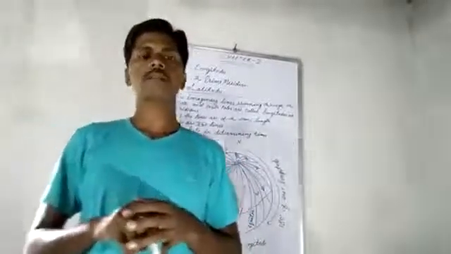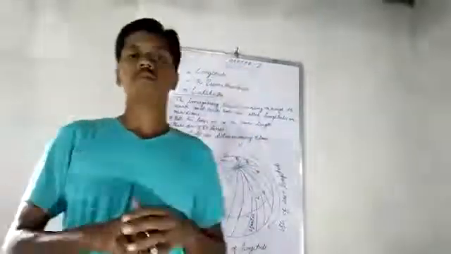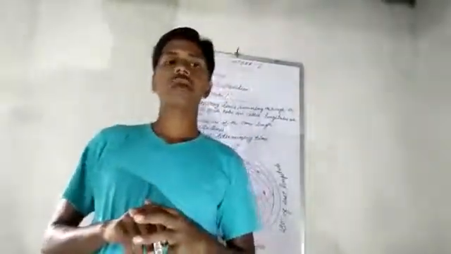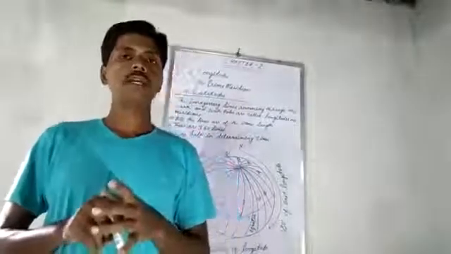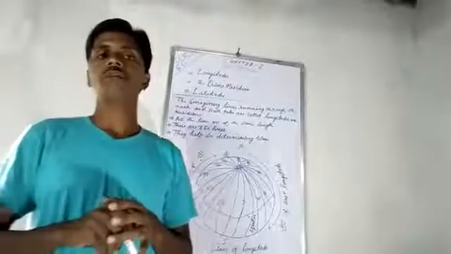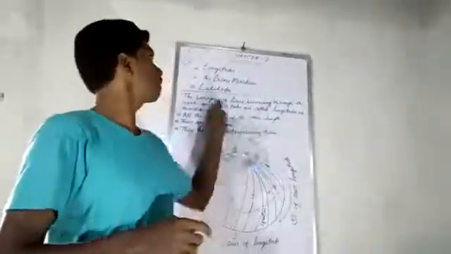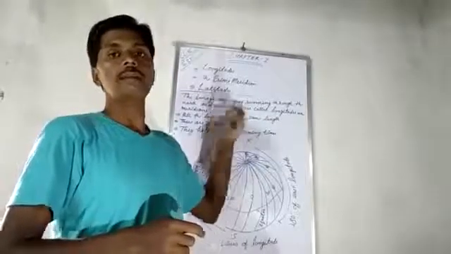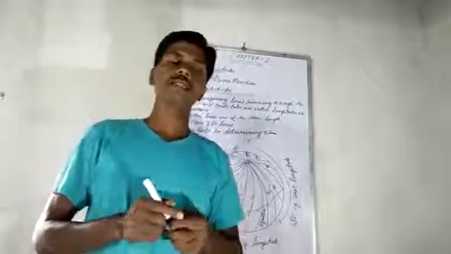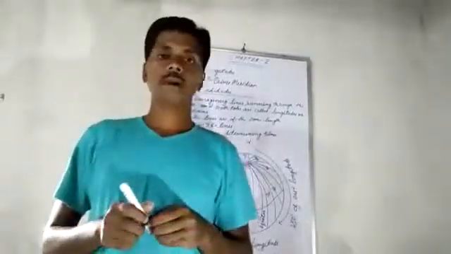In the previous session, we have already started chapter 2. In that session, we have learned about the globe. Today, in this session, we are going to discuss and learn about longitudes, the prime meridian, and latitudes. These are the 3 points remaining we are going to discuss.